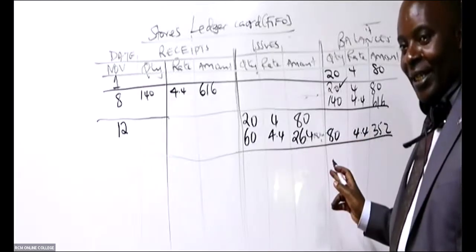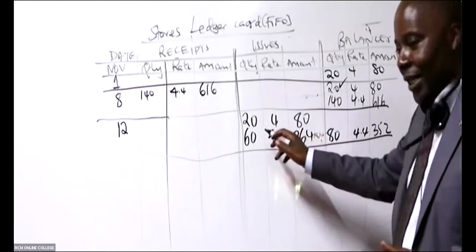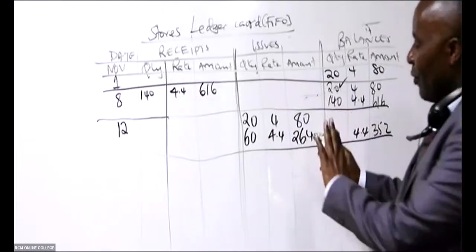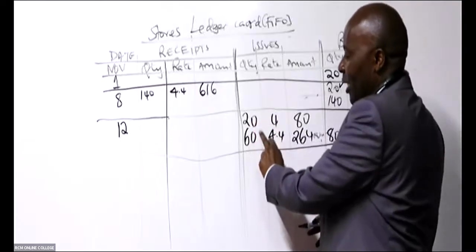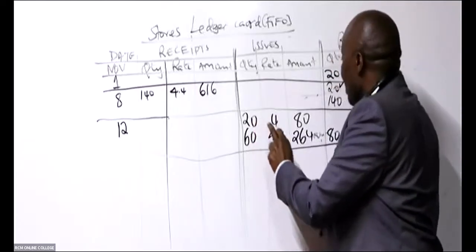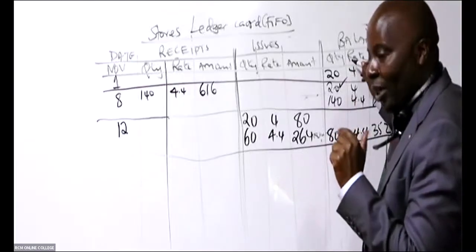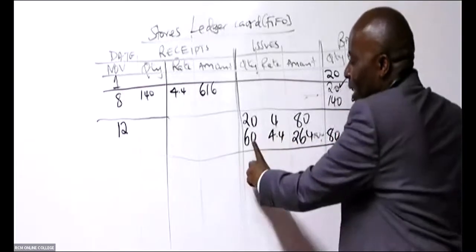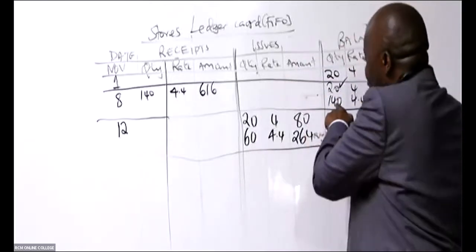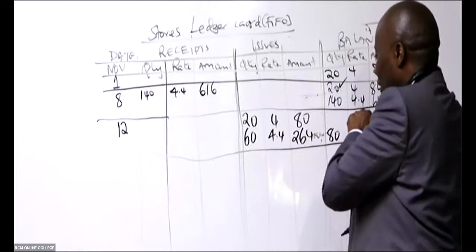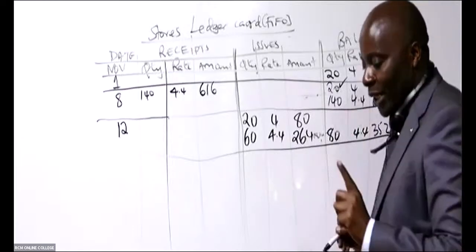That is the 80 for issue, and this is for the balance. Very good. Remember, we have issued 80, which is composed of 20 and 60. So this 20, we gave from the oldest batch we had. After finishing the 20, we had 60 to recover, which we have now taken from this one, leaving 80. And it's coming from this batch of 4.4. Thanks for asking that question.